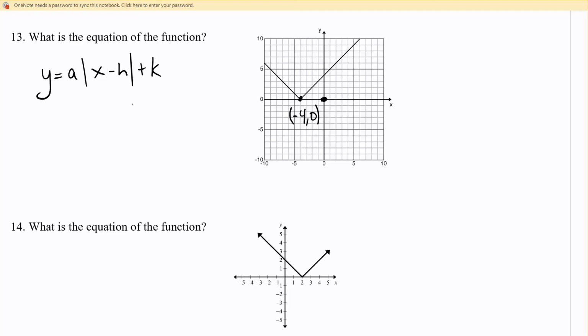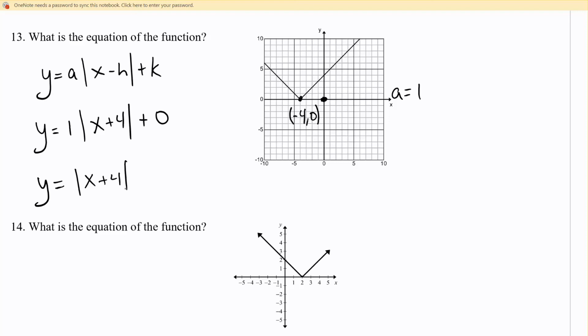Because that's a negative, I know that my h inside of here is going to be positive. And now what's our slope? Looks like we're going up 1 over 1. So our a value is 1. So our equation is going to be y equals, we can plug in a 1, it's going to be the same thing whether or not we put anything in there or not. And then x minus a -4, so that's +4, and then plus 0. Now we don't need that 1 and we don't need the 0. It would be the same as if we just wrote the absolute value of x plus 4. Those are the exact same thing.